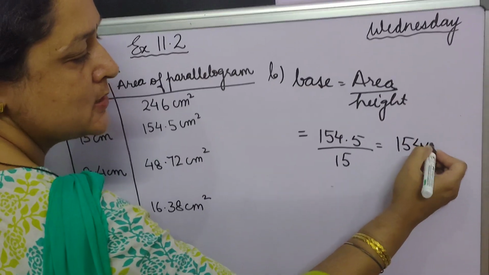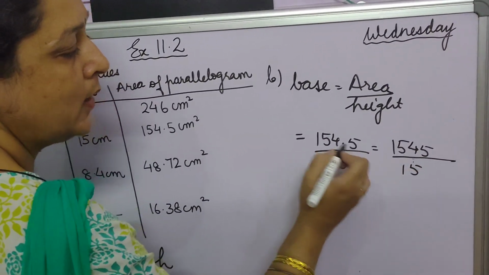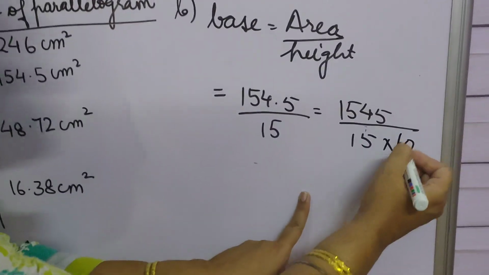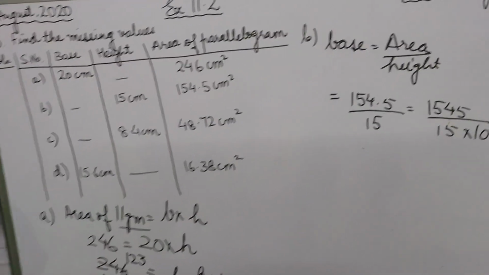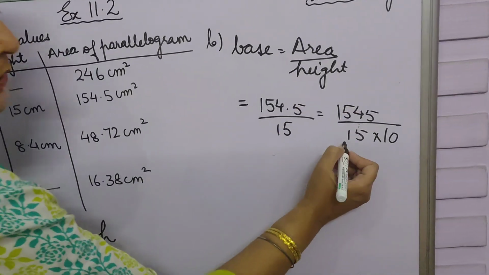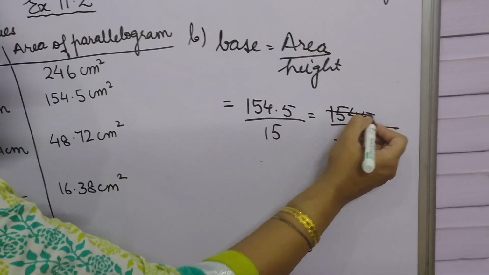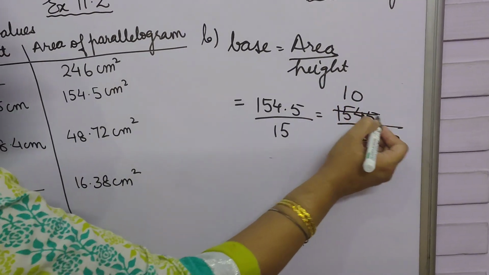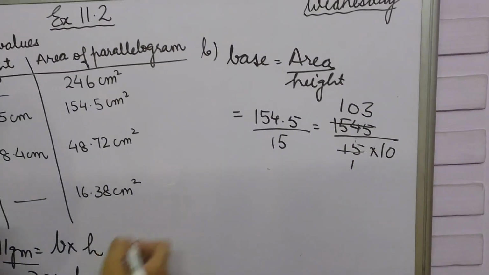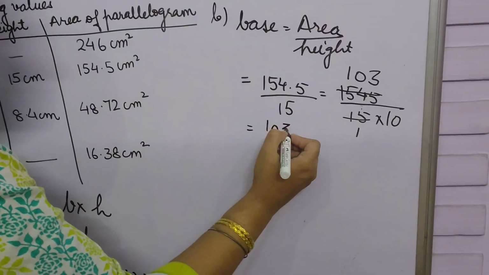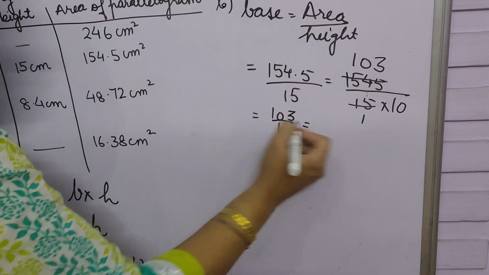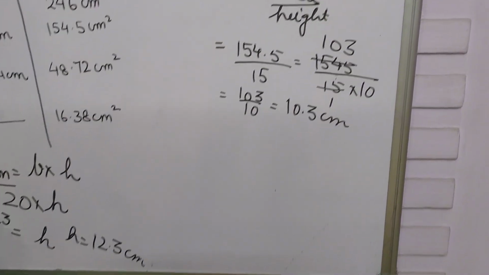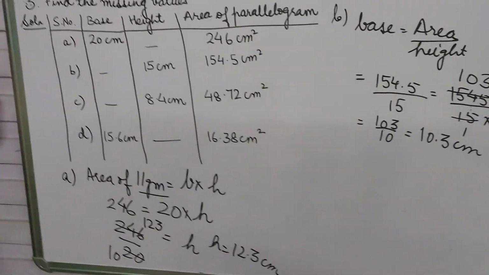When we will remove this decimal, since there is one digit after the decimal, we will have 10 in the denominator. Let us divide both these by 15. 15 ones are 15. Next 4 smaller, so 0. Then 45 is 103. So it is 103 upon 10. Count one digit from the back. So base comes out to be 10.3 centimeter.